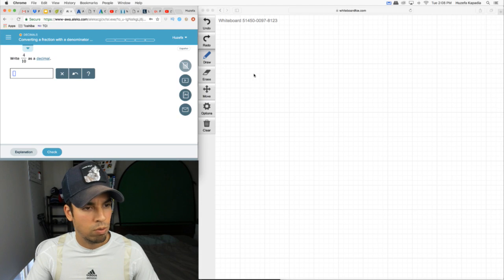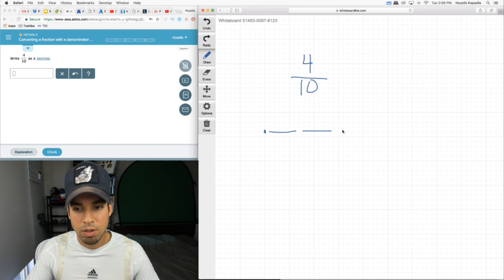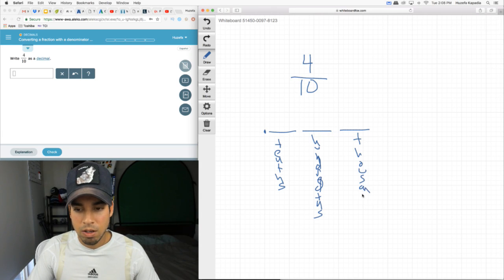Converting a fraction. So write this as a decimal. The cool thing is that when we think about decimals, you want to think about all the places, right? We've got tenths, we've got hundredths, and we've got thousandths, okay?